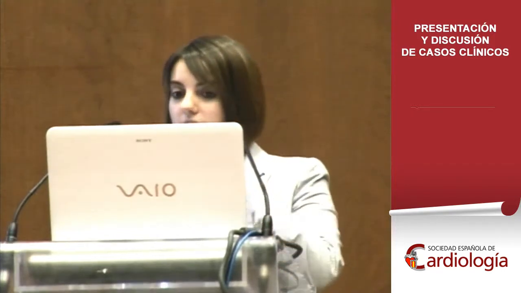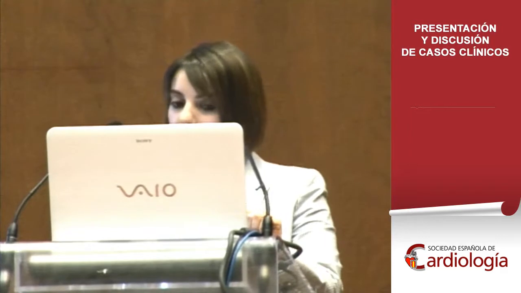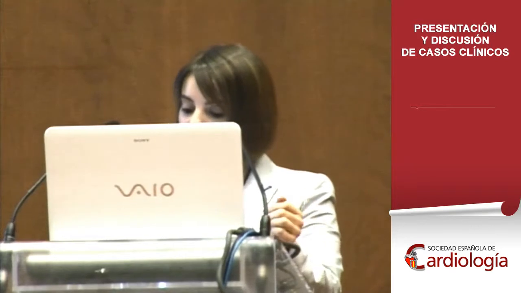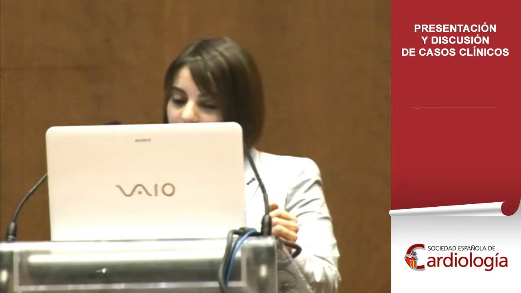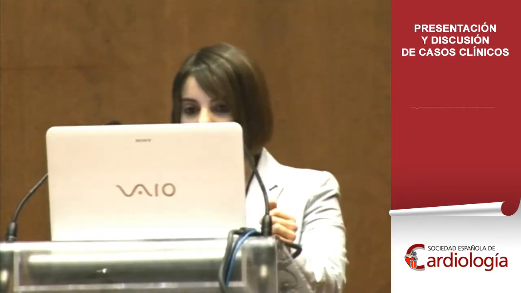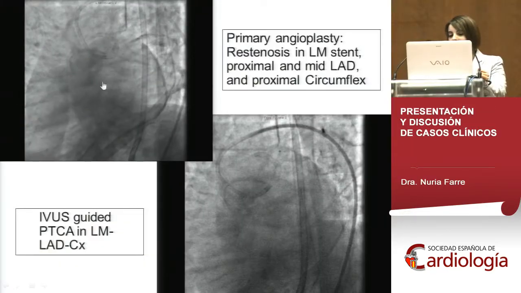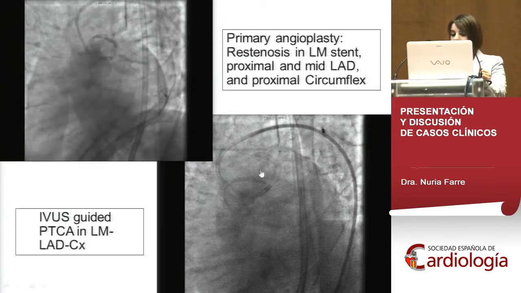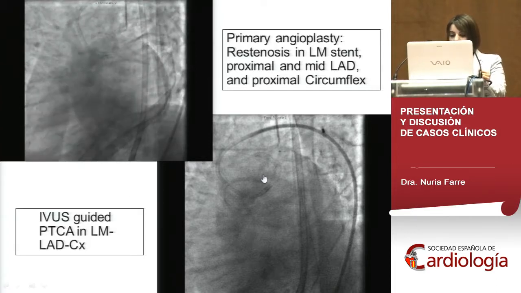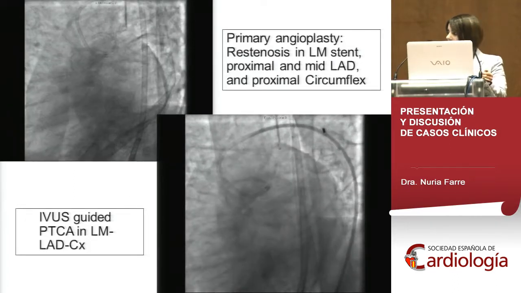So this is the second admission that year, 4 months after the first that we have seen. She came with a pre-respiratory arrest due to acute pulmonary edema, again with ST elevation in V1, V2. She also had a balloon pump, she needed noradrenaline, and here you can see again a restenosis of the left main stent, proximal and mid LAD, and proximal circumflex. And she had an IVUS-guided procedure, again with a drug-eluting stent in the left main, LAD, and circumflex.